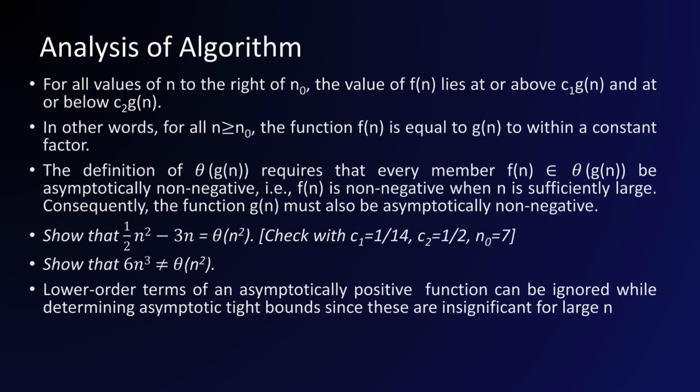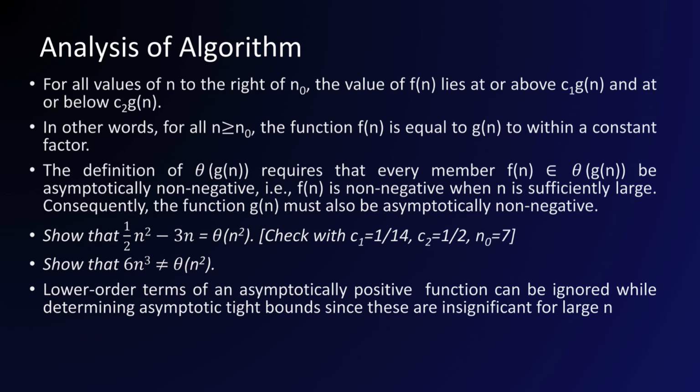Note that lower order terms of an asymptotically positive function can be ignored while determining tight bounds, since these are insignificant when n is large. In this example, the second term on the LHS, that is 3n, is much smaller than the first term, that is half of n squared, when n is very large. Further, we should ignore all constants associated with the terms involving n. For very large n, half of n squared and n squared have the same order of growth.